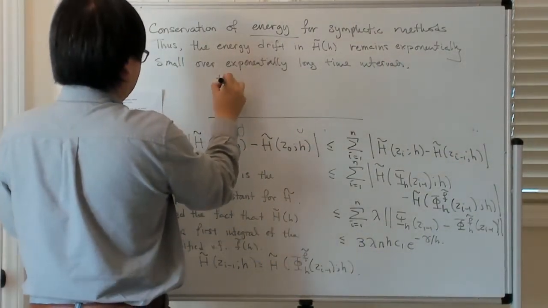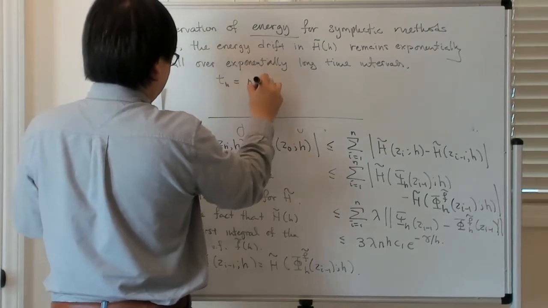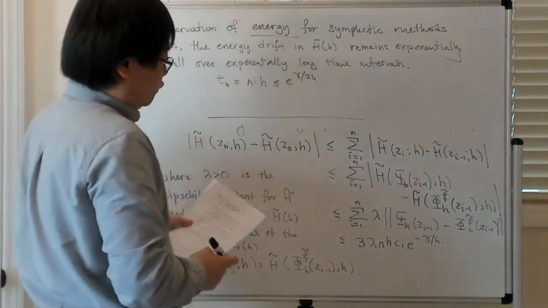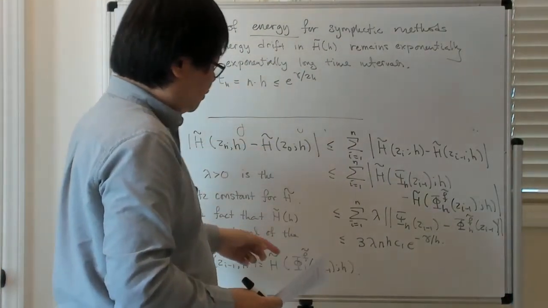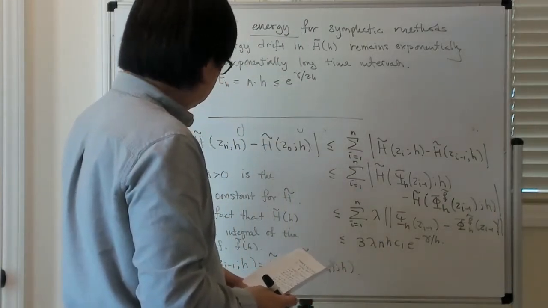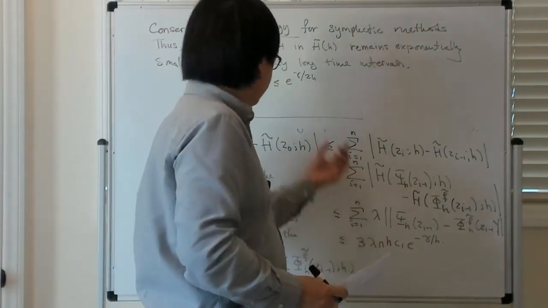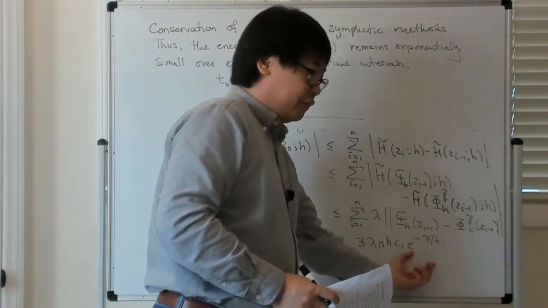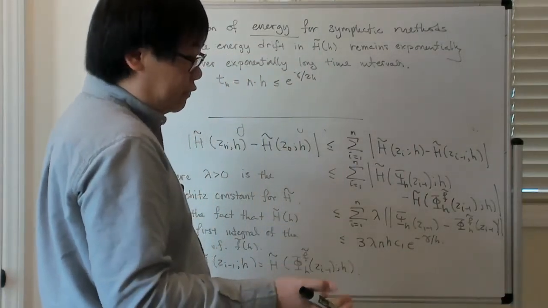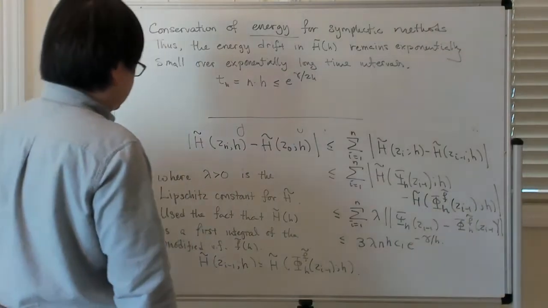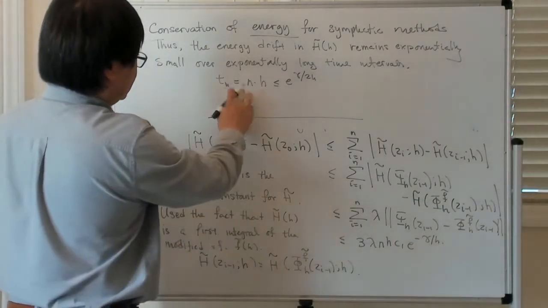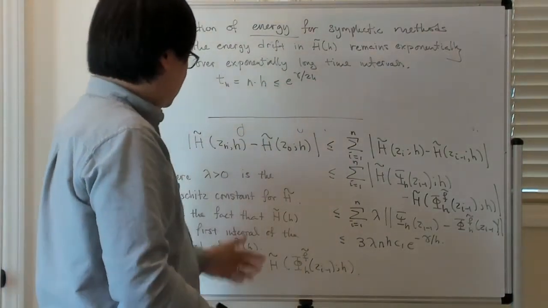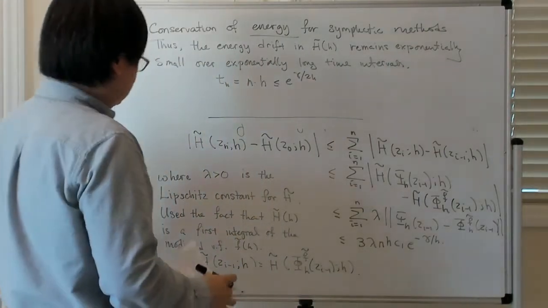And so, for example, if you have Tn, which is of course n times h, less than or equal to e to the gamma over 2h, if you had that kind of total time, then your nh here will be replaced by e to the gamma over 2h, multiplied by e to the minus gamma over h, so you still get an e to the minus gamma over 2h term. So as long as you stay within this exponentially large time interval, the error remains exponentially small. Okay?